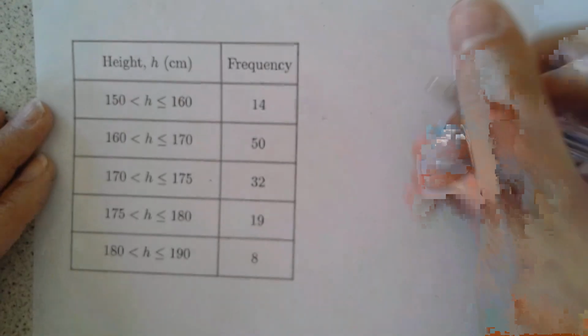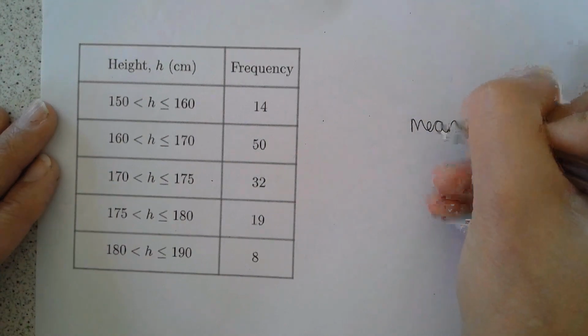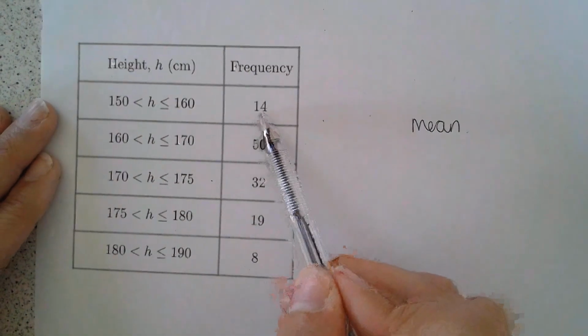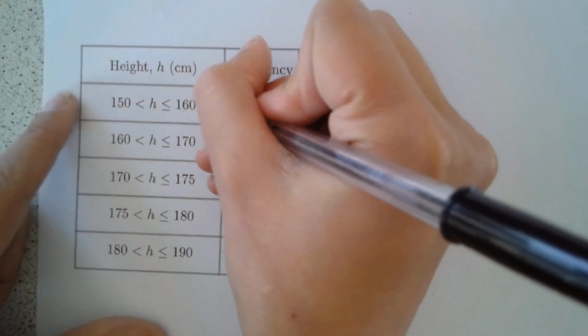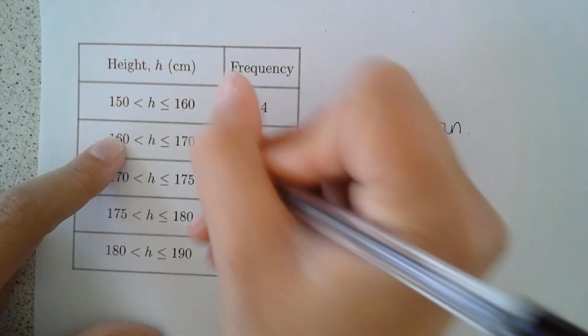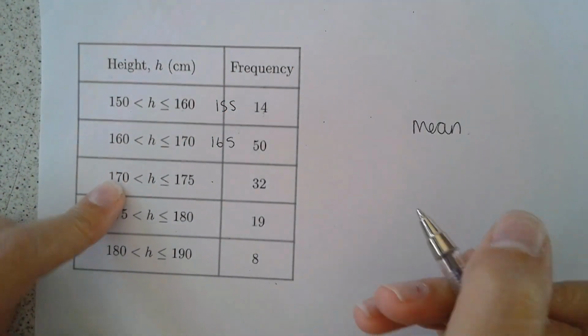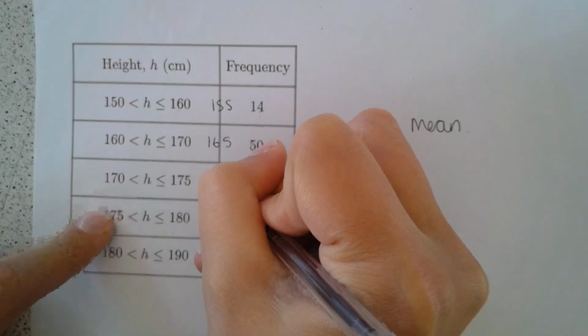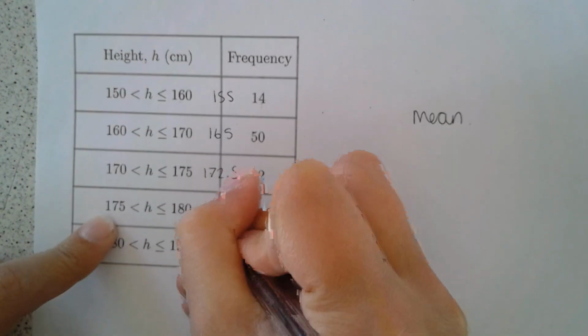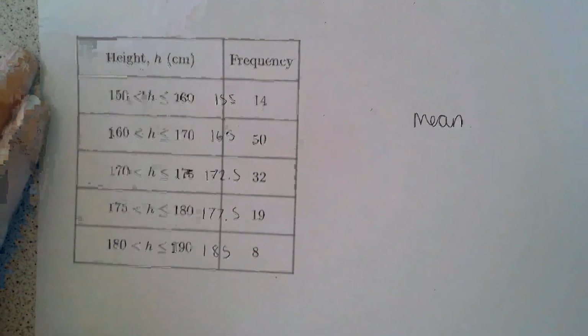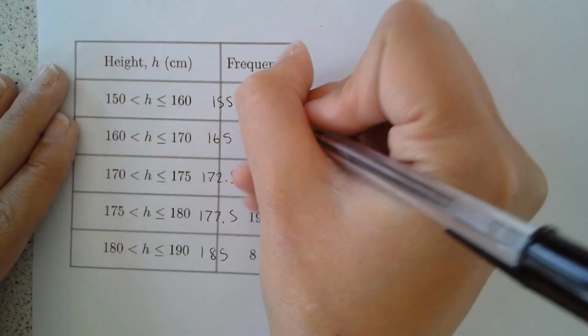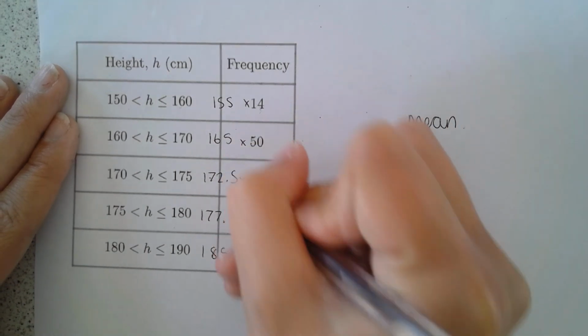We just need a bit more space. So we need to look at the mean. We don't know exactly what the heights are of the 14 flowers that are between 150 and 160, so I'm going to use the midpoint instead. The midpoint is 155, the midpoint is 165, the midpoint is 172.5, the midpoint is 177.5, and the midpoint is 185. So we've got 14 lots of 155, so I'm going to multiply all of these together.